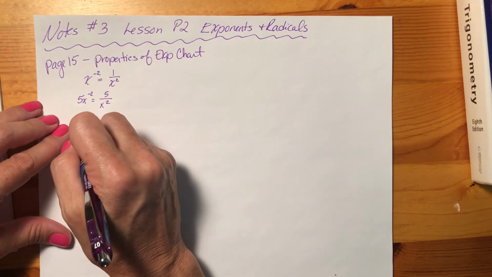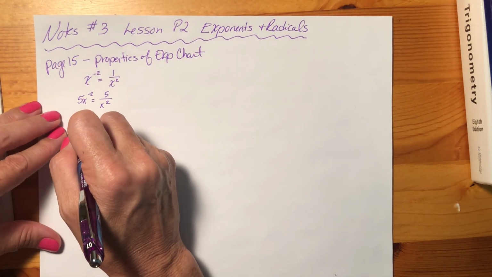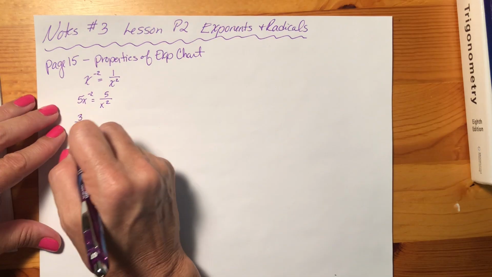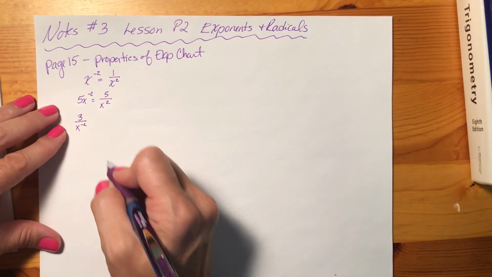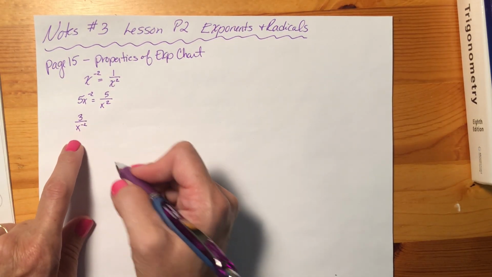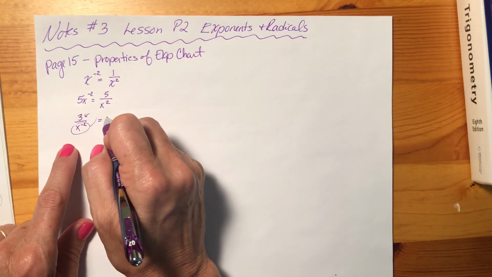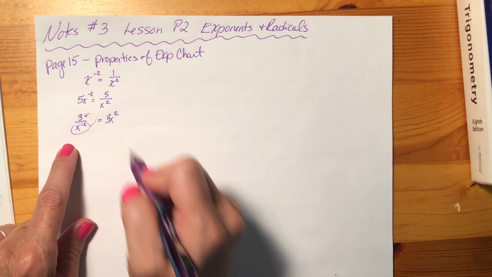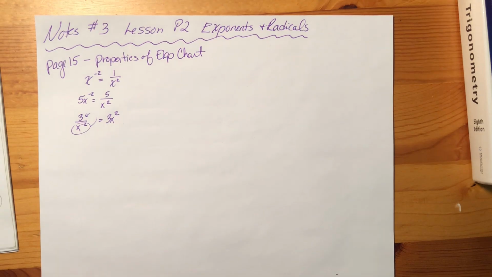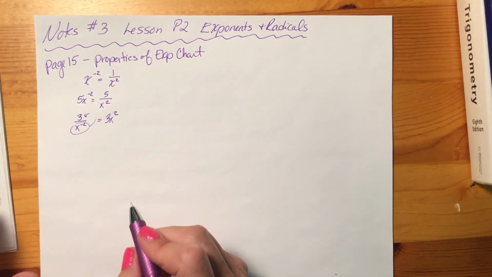Similarly, if you're working with a fraction, say we have 3 over x to the negative second, that negative exponent is telling me to take this base and move it up to the numerator of the fraction, which would be 3x squared. So that's one thing that might be a little bit different from previous years.